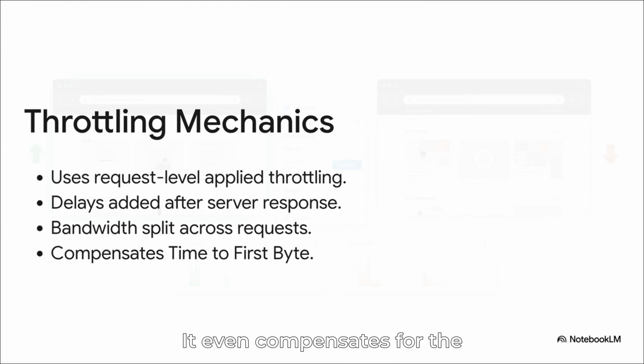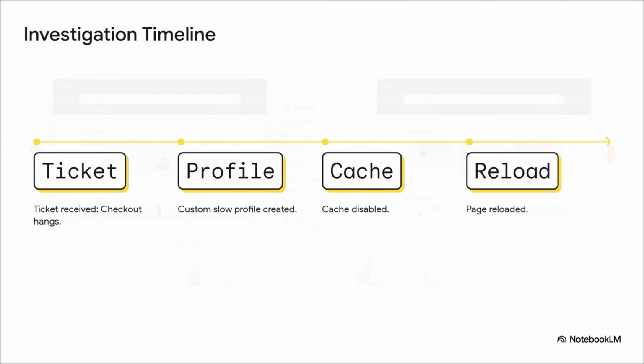Case study: the broken checkouts. Okay, let's actually apply this to a real-world scenario. Imagine an e-commerce demo site whose cart abandonment rate on mobile has just suddenly spiked to 15%. Let's trace our investigator's exact timeline here. First, the ticket drops. The checkout is hanging for a mobile user. Second, instead of just shrugging because it loads fast for us, we open up DevTools and lock in that Slow 3G profile. Third, we check the Disable Cache box. And fourth, we hit reload and watch the DevTools waterfall chart start to seriously struggle.